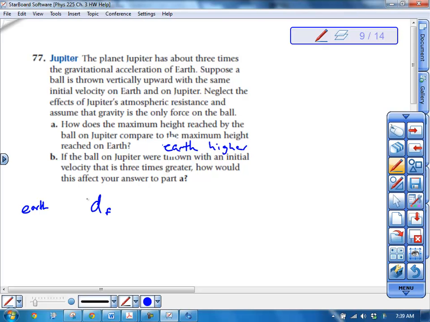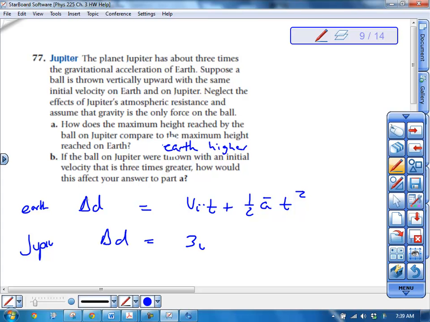On Earth, the distance final equals distance initial plus the initial velocity times time plus 1/2 the average acceleration times time squared. That's our equation for distance with average acceleration. On Jupiter then, I'll subtract the distance initial over to the other side and just make this change in distance to simplify this a little bit. And so on Jupiter, it's the same thing, only this time the initial velocity is 3 times greater, and the acceleration is also 3 times greater, so I'm going to use 3a for a.